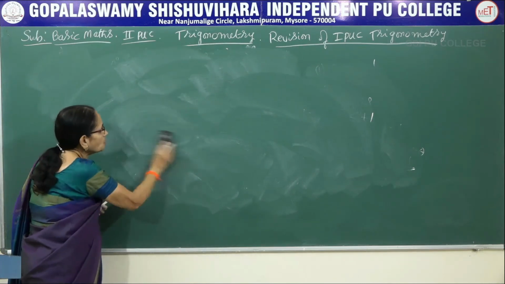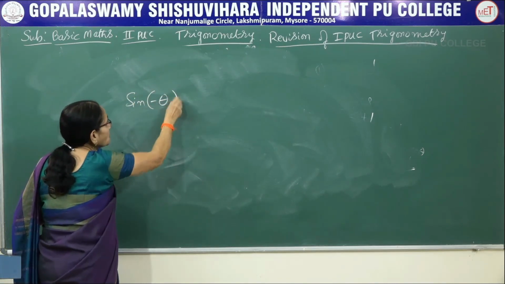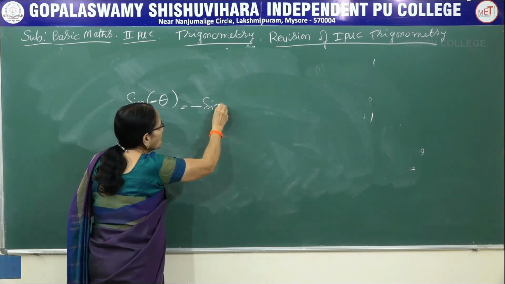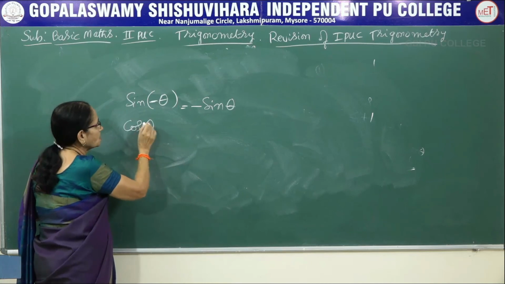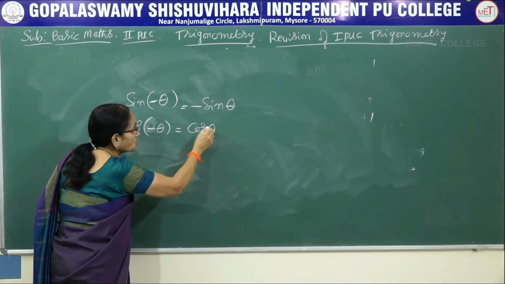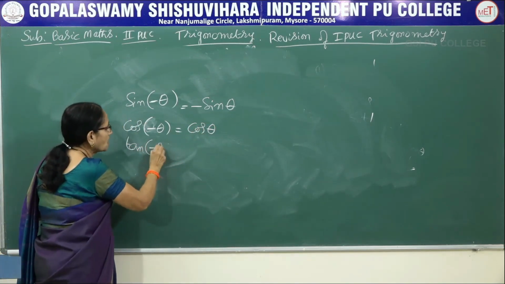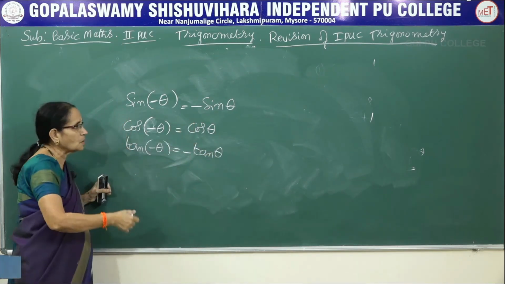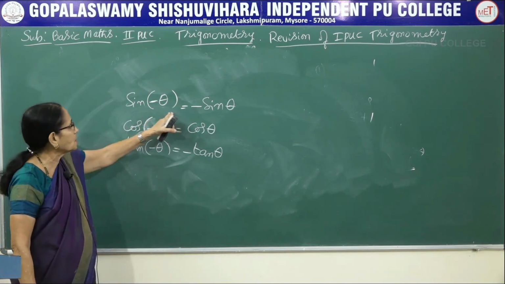Now suppose the angle is minus theta. What can be the value of sine of minus theta? Sine of minus theta is actually equal to minus sine theta. Similarly, cos of minus theta, there is no change here, it is still a positive number. And tan of minus theta will again be minus tan theta. Of course, to derive all of them, we take a triangle in the fourth quadrant and find out. But here you can remember these results.